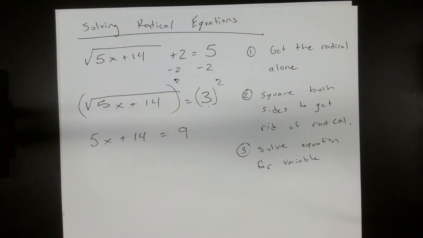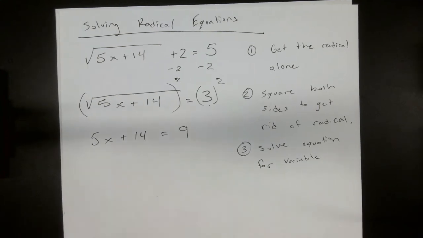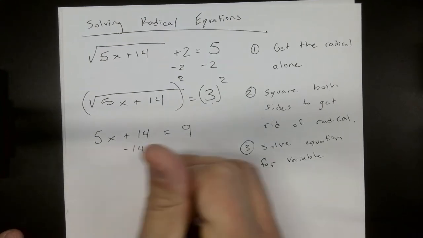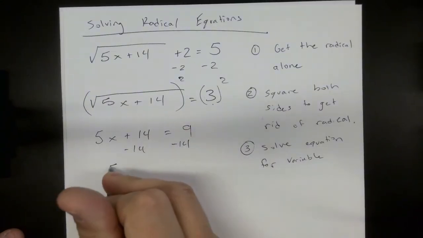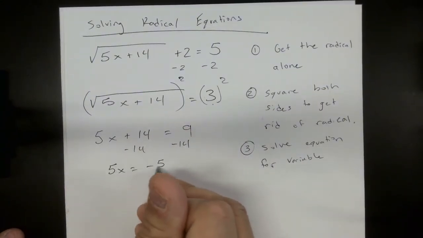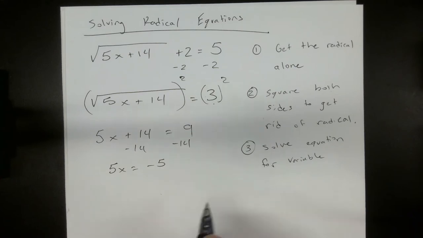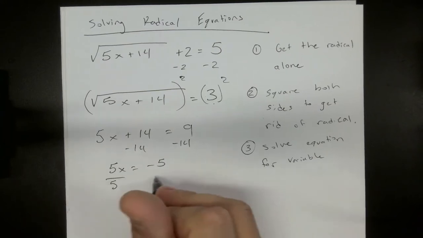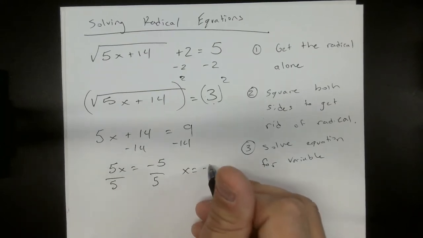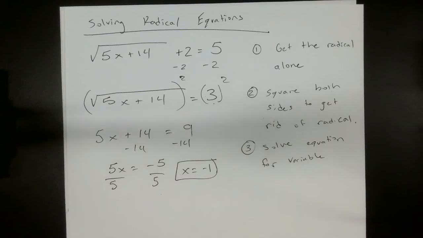All right, Yene, how do we solve this? So she's saying we're going to subtract 14 from both sides, which gives us that. Is that right? Yes, it is. Then what? Divide by 5, so x equals negative 1. Okay?